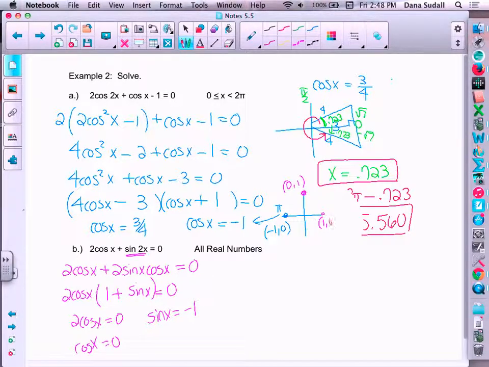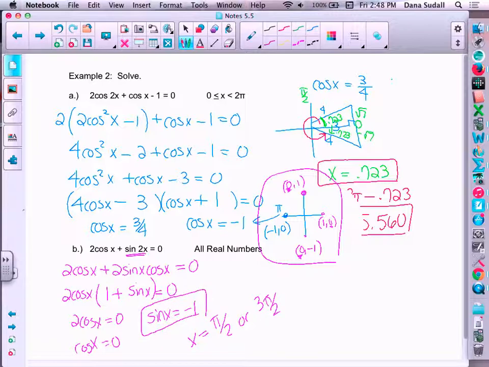This guy was at 0, 0, -1. All right, so using our quadrantal angles, the cosine is equal to 0. That's happening up top here and down bottom here. So x is pi over 2 or 3 pi over 2. And then sine x is -1. That's my y coordinate. That's happening right there at the same value of 3 pi over 2.